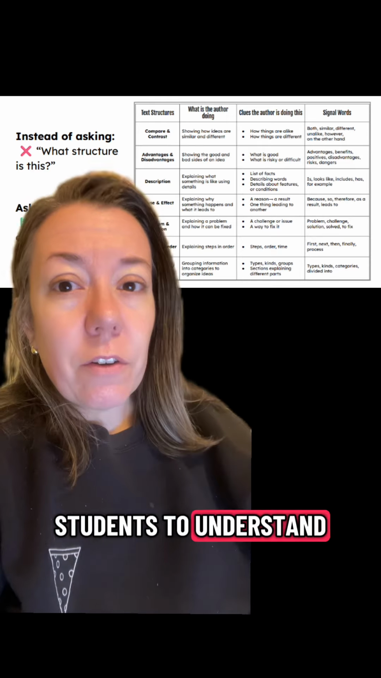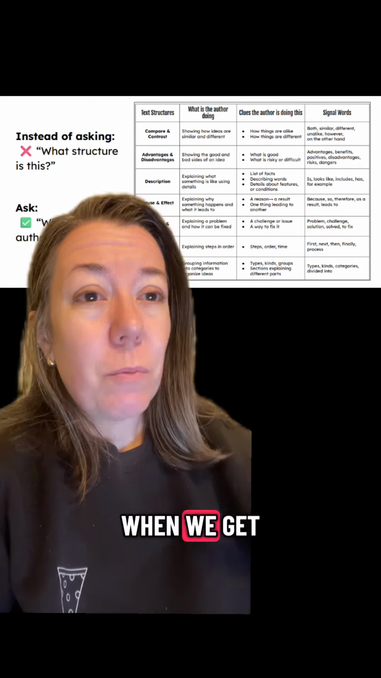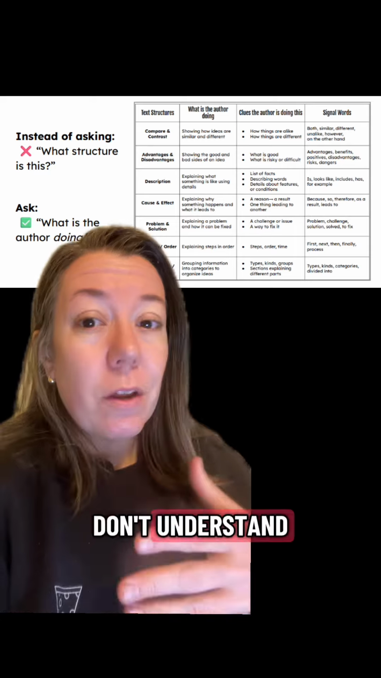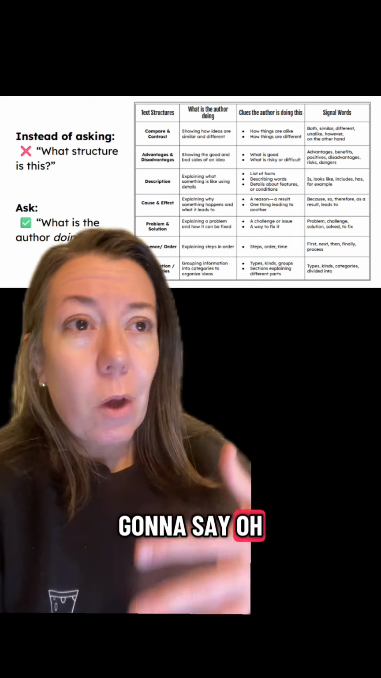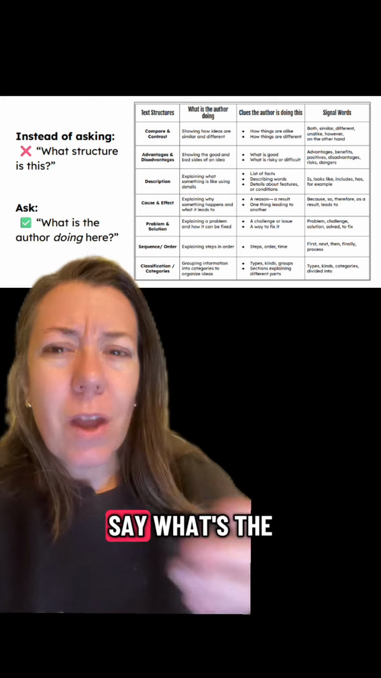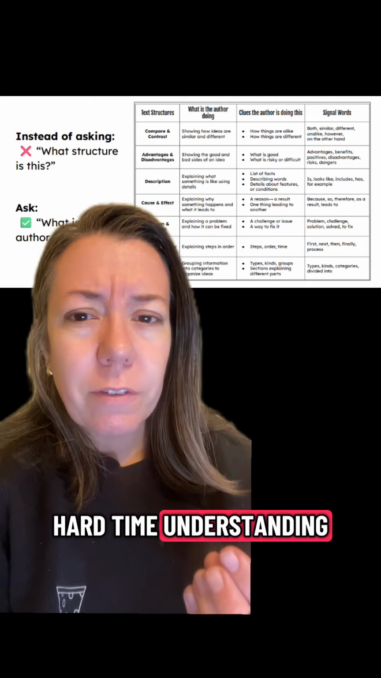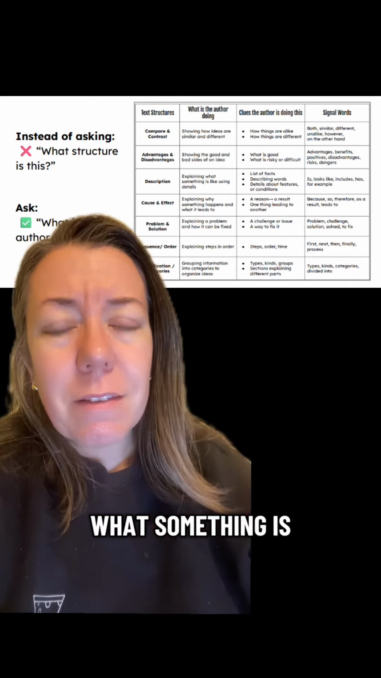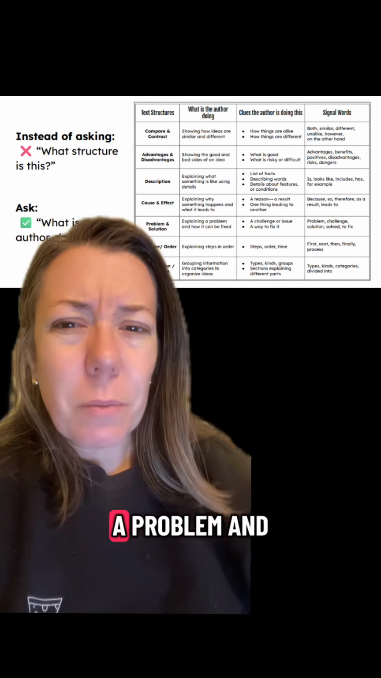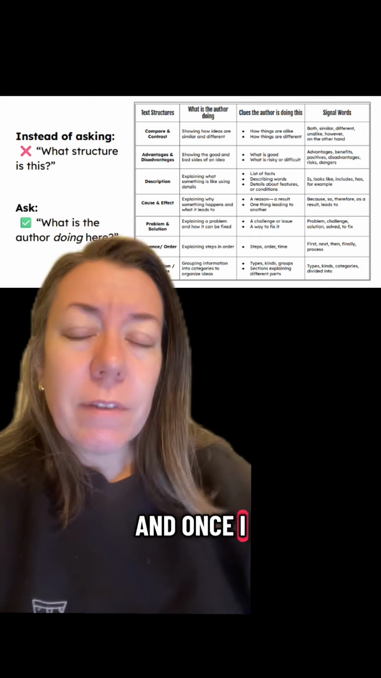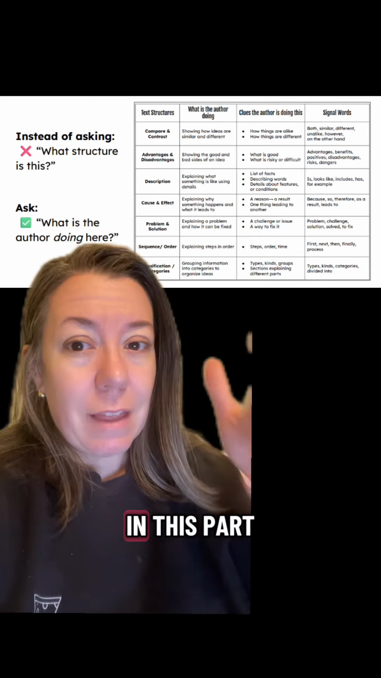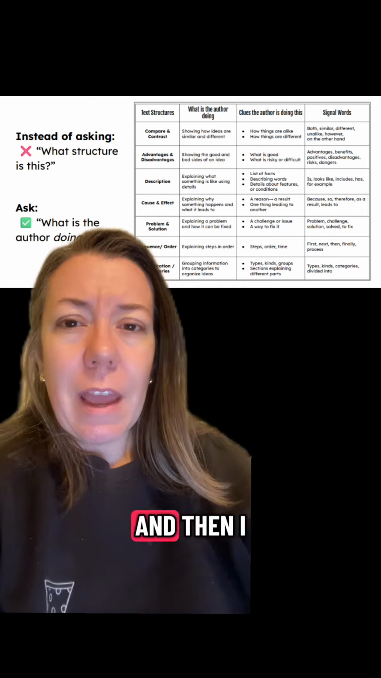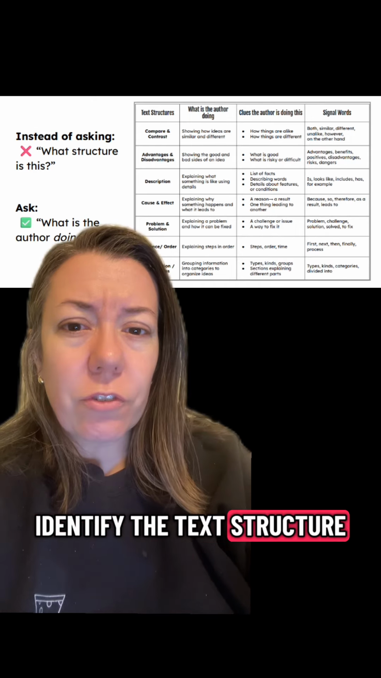But we want students to understand that it can be used as a tool for when we get to a part of a text that we don't understand. And so when we get to these parts of text that we don't understand, we're not just going to say, oh, what is the text structure here? Now we're going to say, what's the author doing here? I'm having a hard time understanding. What is the author doing in this part of the text? Are they explaining what something is like using details? Are they explaining a problem and ways to fix it? And once I identify what the author is doing in this part of the text, then I can ask, why would they be doing this? And then I can go and identify the text structure.